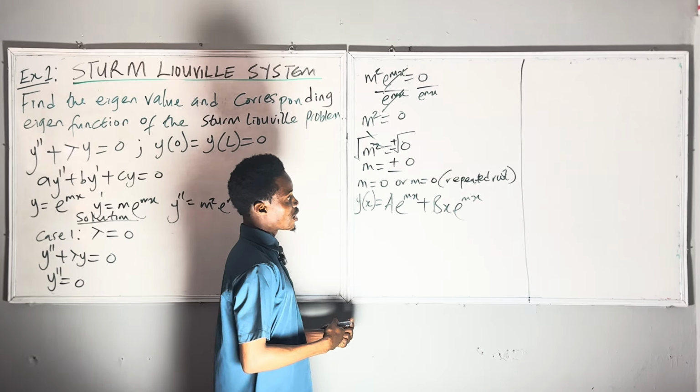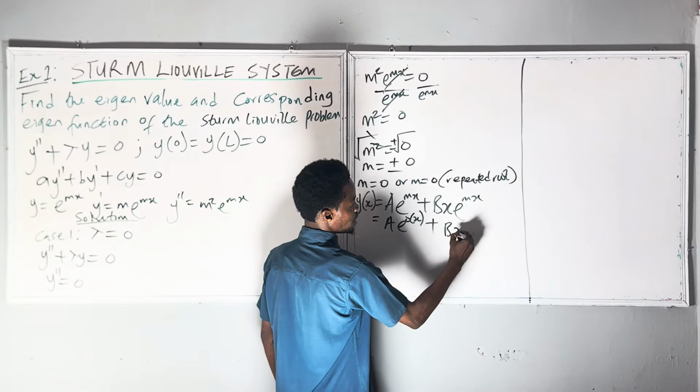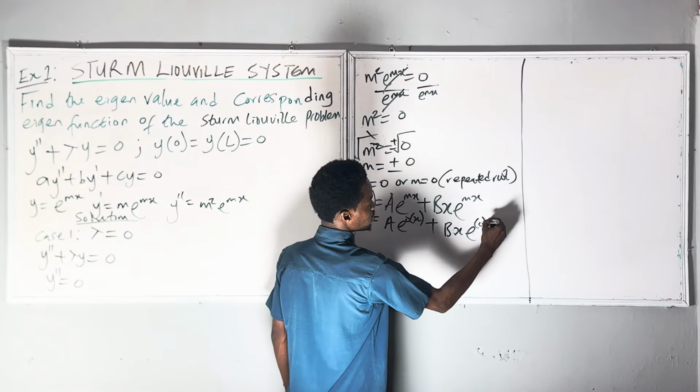But if you don't have a repeated root, suppose this one is 0 and here is 1, I'm not going to have x here. But it's a repeated root, they are the same. That's why I'm going to have x here. So whenever I see m, I put 0. So I'm going to have A e^(0x) plus Bx e^(0x).